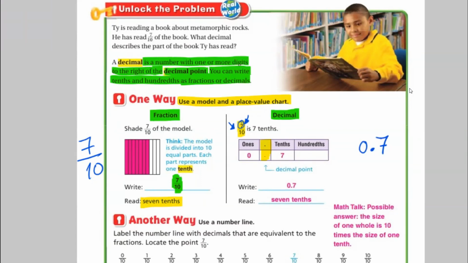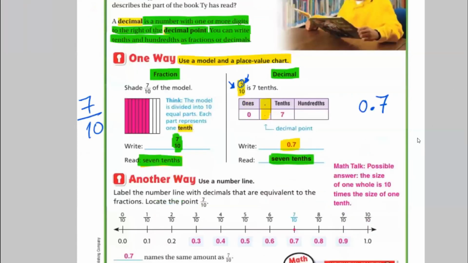So it's so easy. Firstly, put the point. The next step, look at the whole number. There is no whole number, so we put 0. And the numerator just comes after the decimal point, to the right. So we can write it as 0.7, and we can read it as 7/10, the same way with a fraction and a decimal. Both of them we read as 7/10.